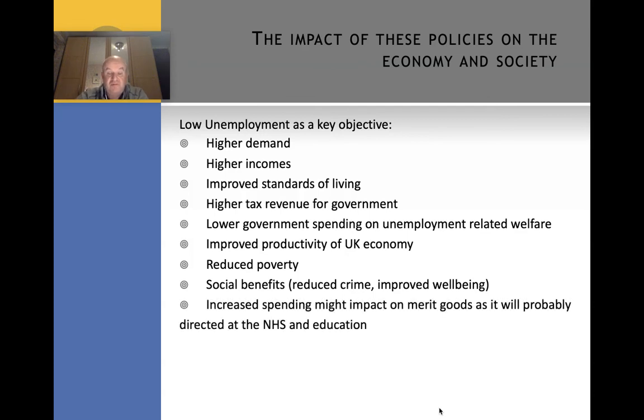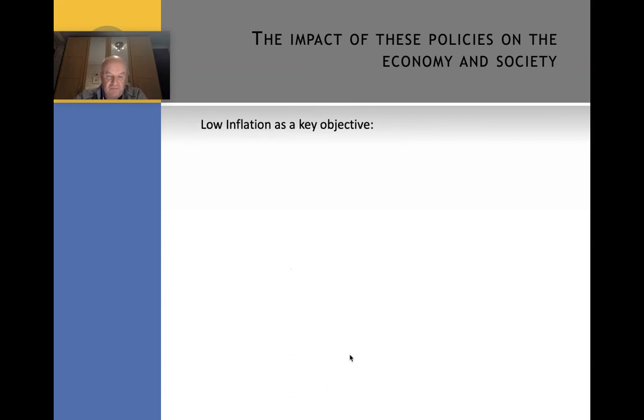Any of this process, any increased spending, could have an impact on merit goods, because some of that spending, based on the fact that the government has more money to spend because it's got lower spending on unemployment-related welfare, and also hopefully is gathering greater tax revenues, might mean that education and the NHS will benefit as a result of that. So again, it's helping in all sorts of different ways to try to improve matters and also economic development for a country. We take a look at low inflation as a key objective then.